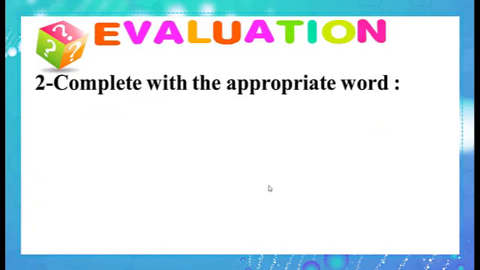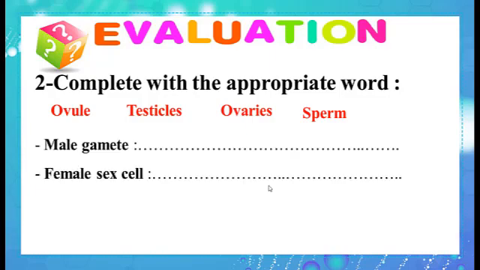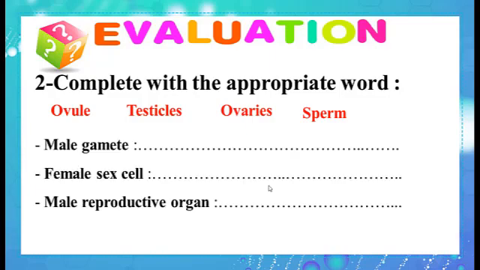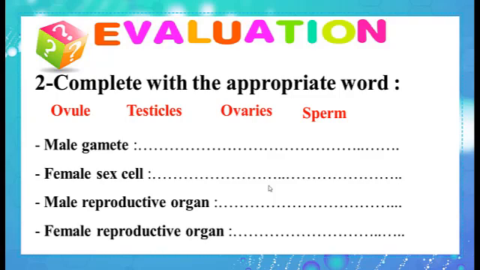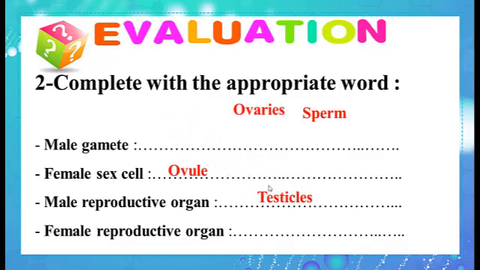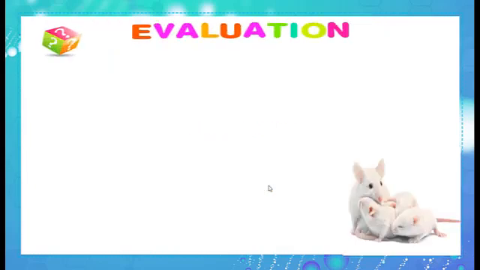Number 2, complete with the appropriate word. Ovule, testicles, ovaries, sperm. Male gamete, female sex cell, male reproductive organ, female reproductive organ. So ovule is the female sex cell. The testicles are the male reproductive organ. Ovaries are the female reproductive organ, and the sperm is the male gamete.